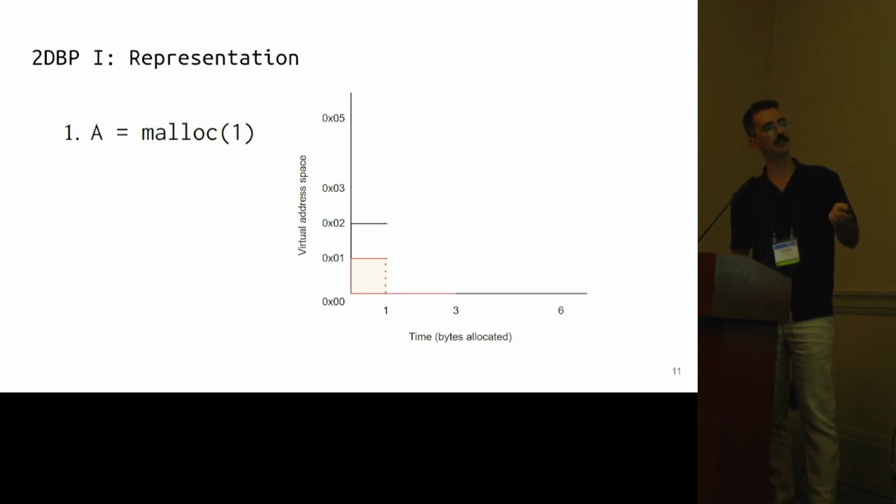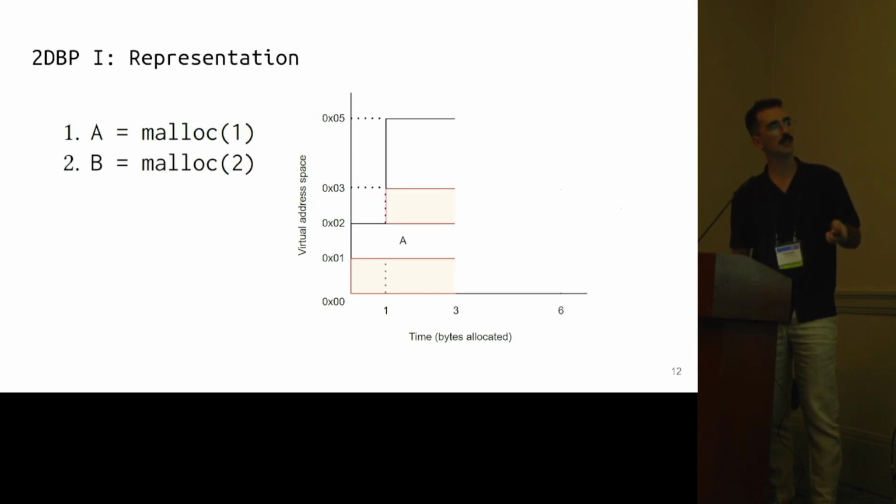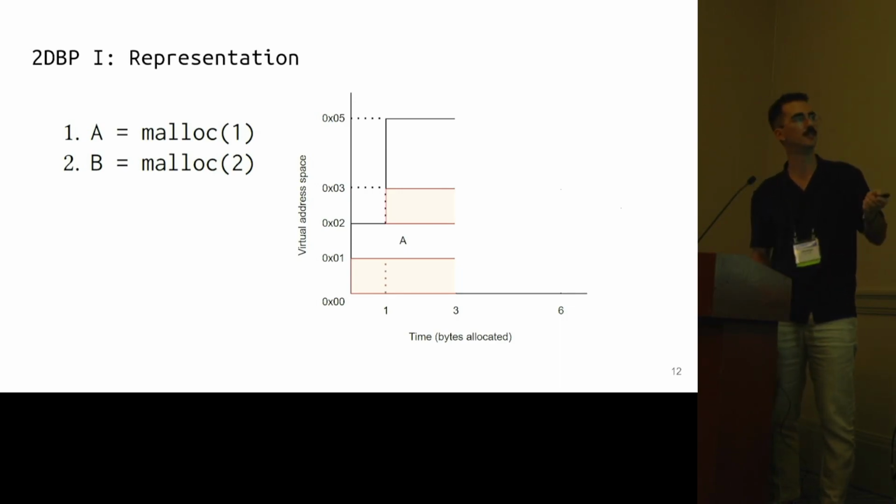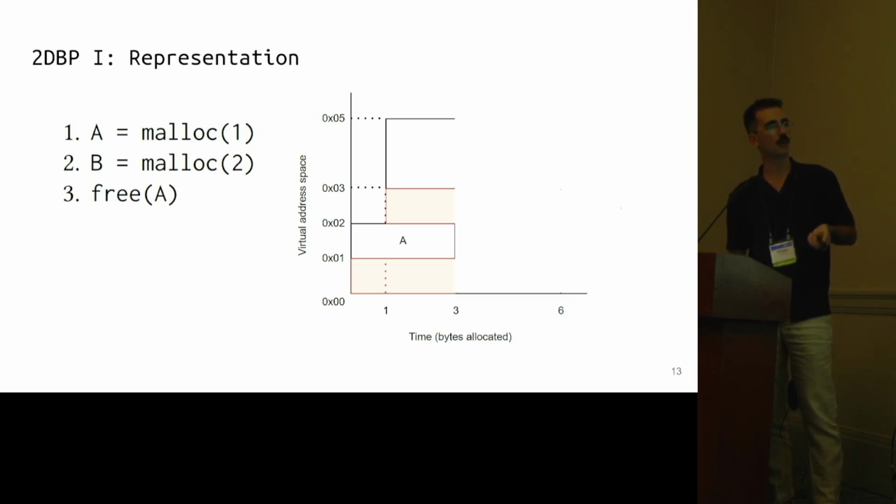And so a rectangle is created at address 01 with height 1. And time also progresses forward by 1 byte. Then a second allocation request comes. The allocator this time decides to use virtual address 3, and a new rectangle is created. Time progresses forward. Then the block A is freed, so we just close this rectangle.